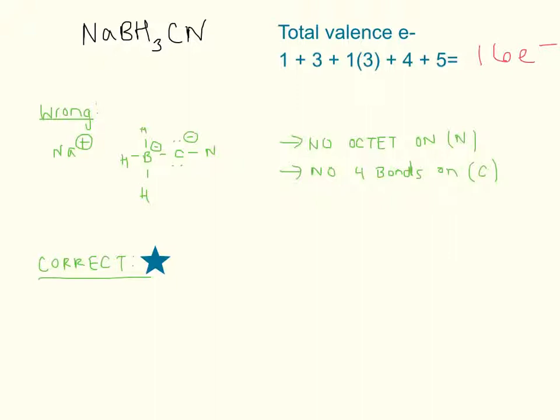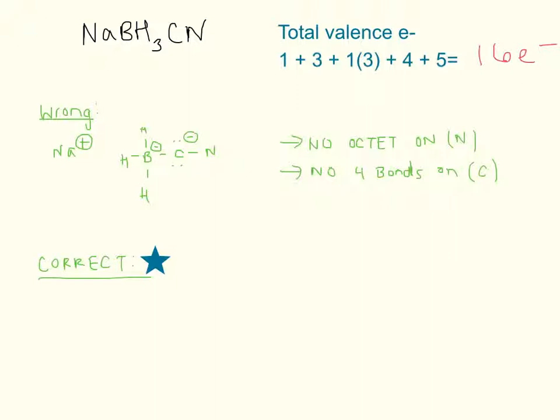Why? Another way of seeing it is that there's no octet on nitrogen. Notice that nitrogen is left over. There's no octet here. And carbon does not form 4 bonds. The neutral carbon should have 4 bonds, but here you're only showing 2 bonds. Okay, so that's wrong, and let's go ahead and do it the right way.